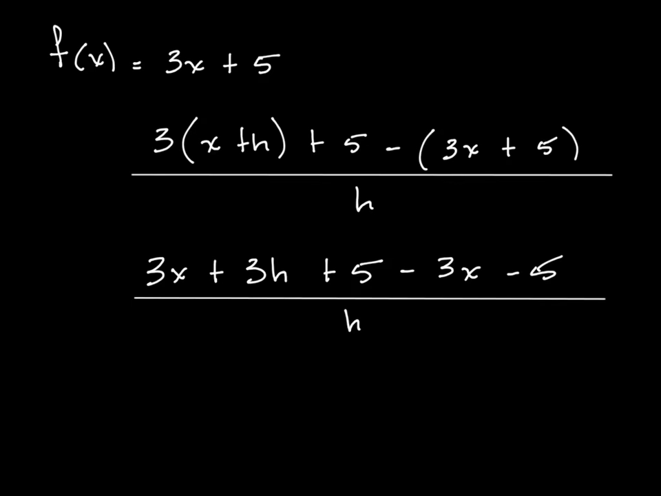When you get to this stage, there should be several items that will cancel. So the 3x's and the minus 3x and the plus 5 and the minus 5 will all cancel. We'll divide what's left by h, and we end up with 3. So the slope of a secant line for this function, 3x plus 5, is going to equal 3. It will equal 3 all the time, and we kind of knew that ahead of time, right? Because the slope of a line never changes. It's always going to be 3.